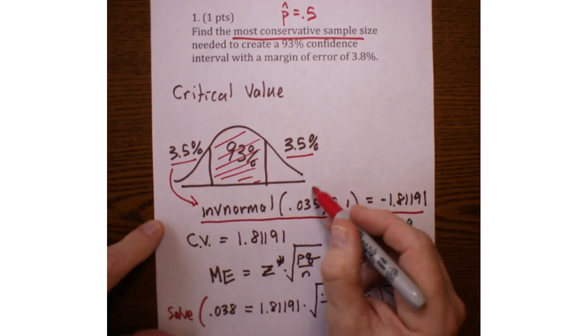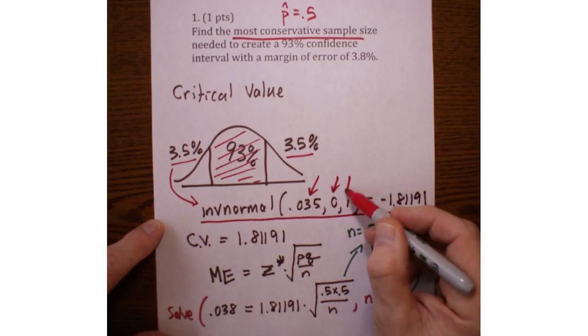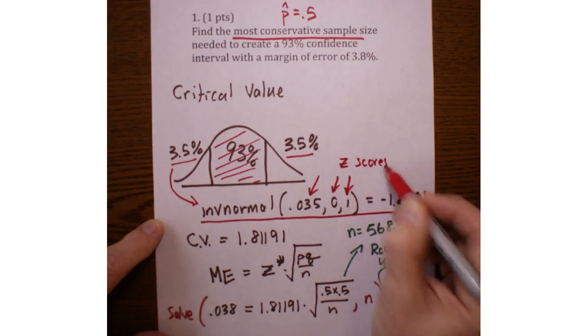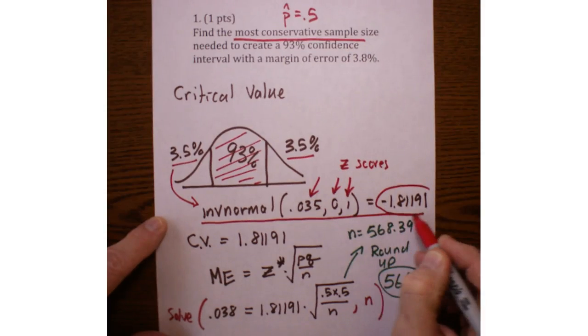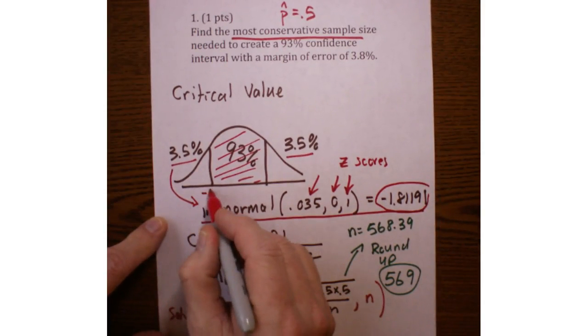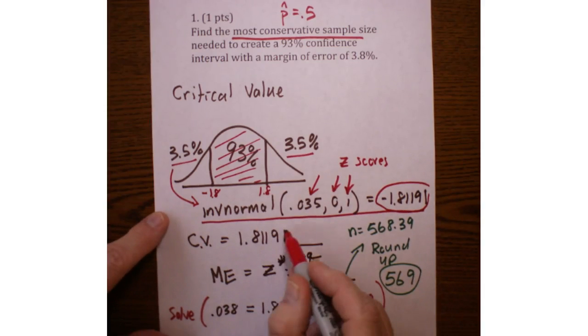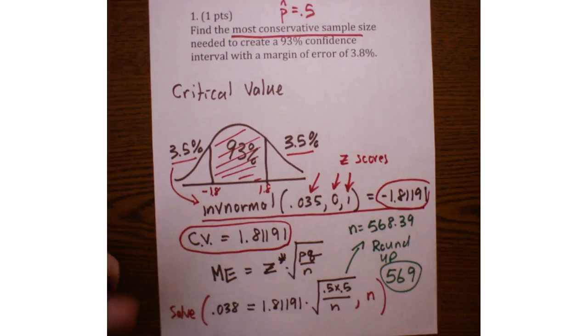So I turn the percent to a decimal, and use the mean of 0 and the standard deviation of 1 because I'm dealing with z-scores. And this is my z-score. So that's negative 1.8, which means this is 1.8 over here. So for the critical value, I always use the positive critical value. Always, always, always use the positive critical value.